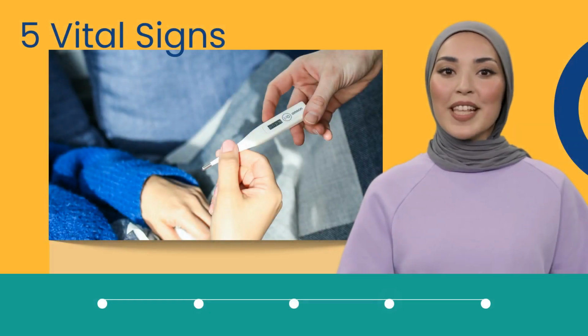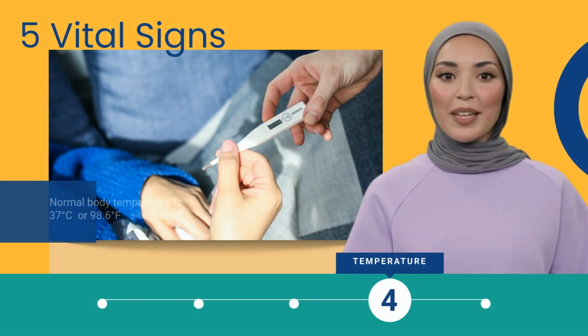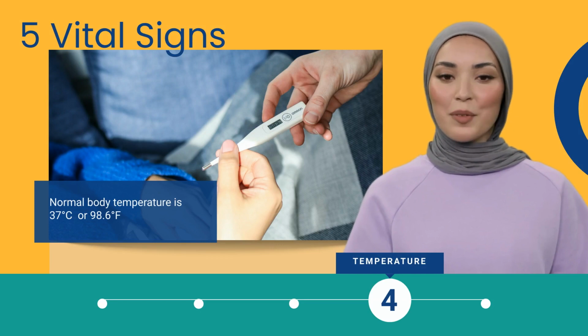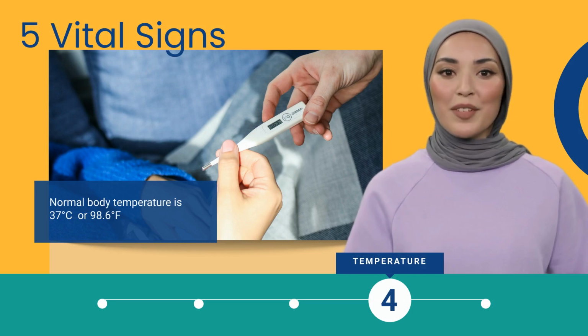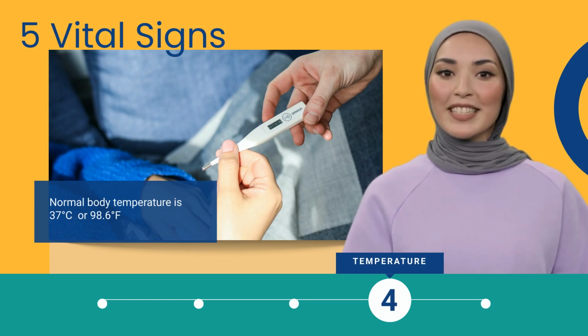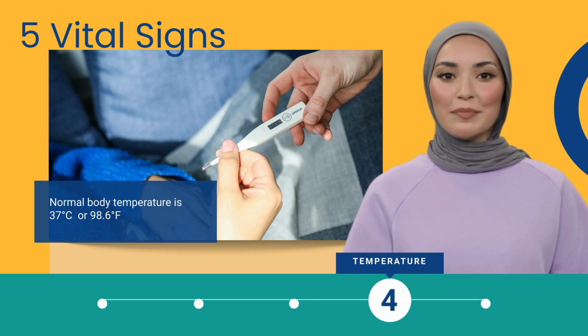4. Temperature. Normal body temperature is 37 degrees Celsius or 98.6 degrees Fahrenheit. A high temperature is usually a sign of infection or illness, taking into account the temperature of the environment. Does the person feel hot or cold?